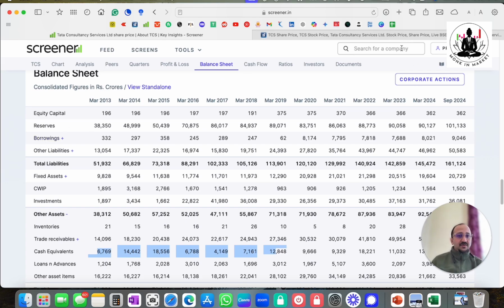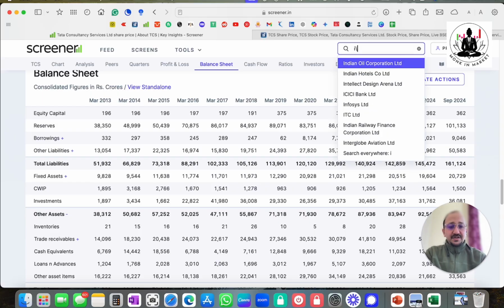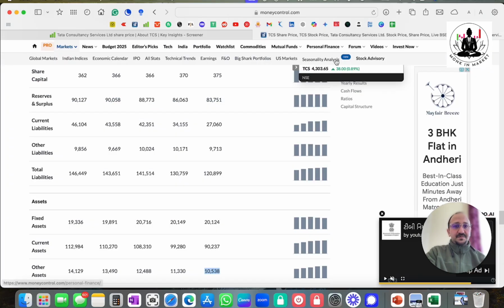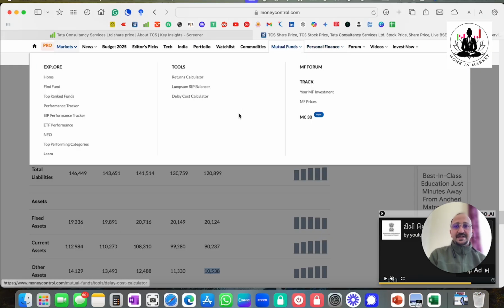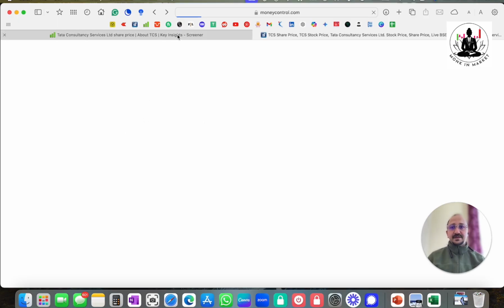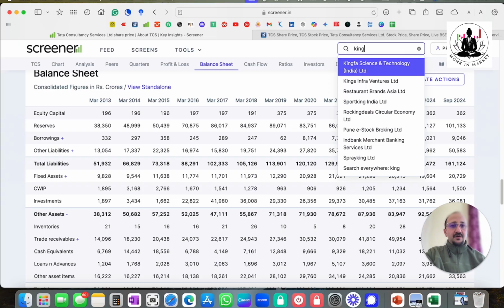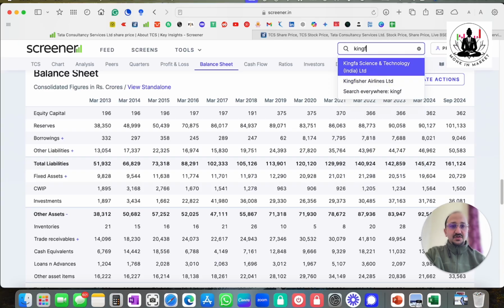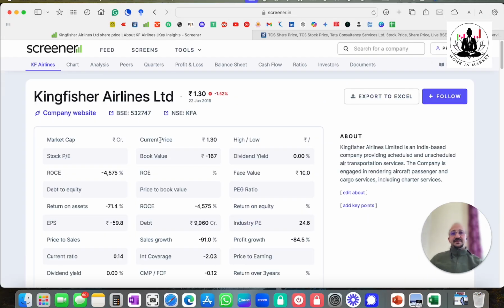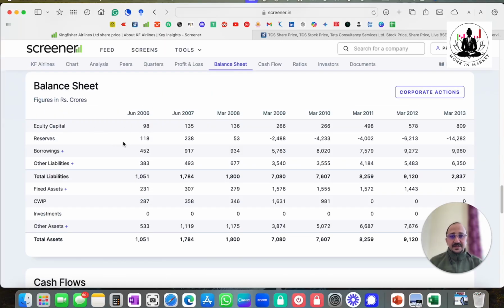So in Kingfisher, what was happening? Let's open Kingfisher, the bad one again, the bad guy over here as well. How will we get to know which was not a good company to invest in? See, the reserves were decreasing throughout, a bad sign for a company. The loans were increasing throughout, a bad sign for a company.